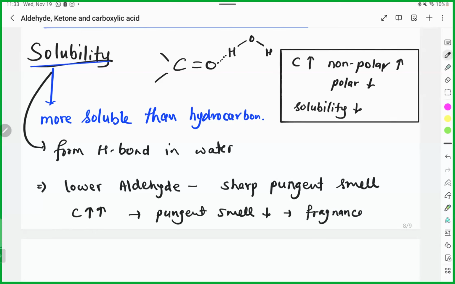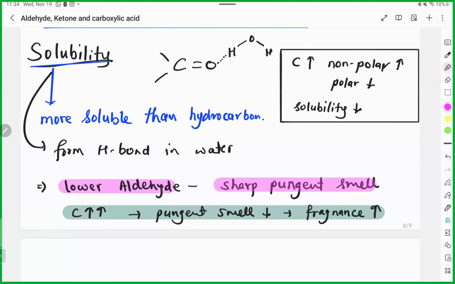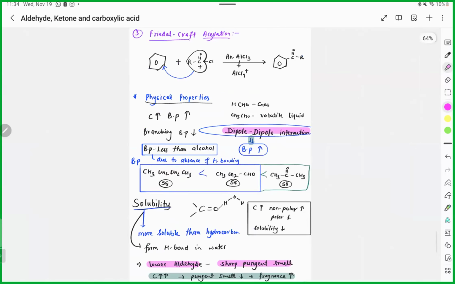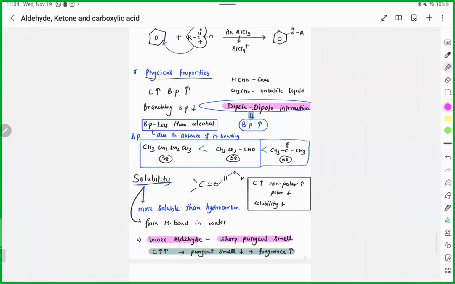That's why when we use perfume or fragrant material, they will have a greater number of carbons. Got it? So lower aldehydes have a very bad smell, and as you increase the number of carbons, the smell will be good. Got it? Yes.